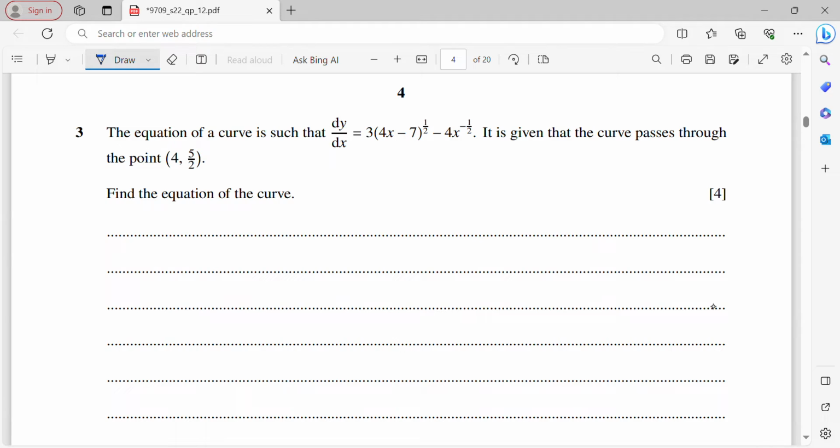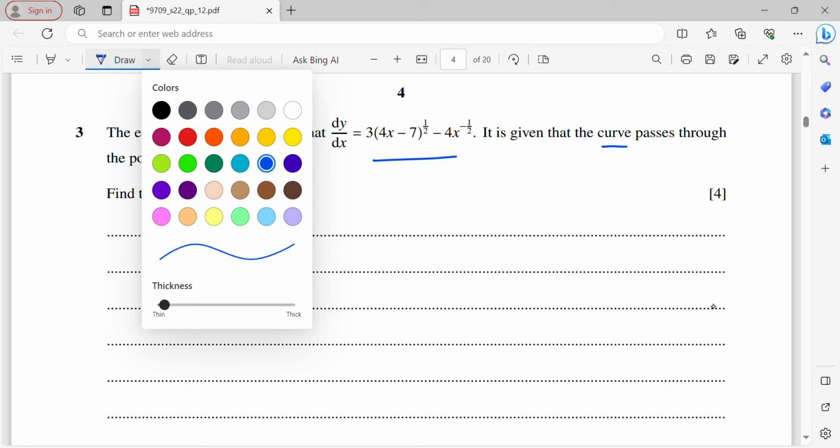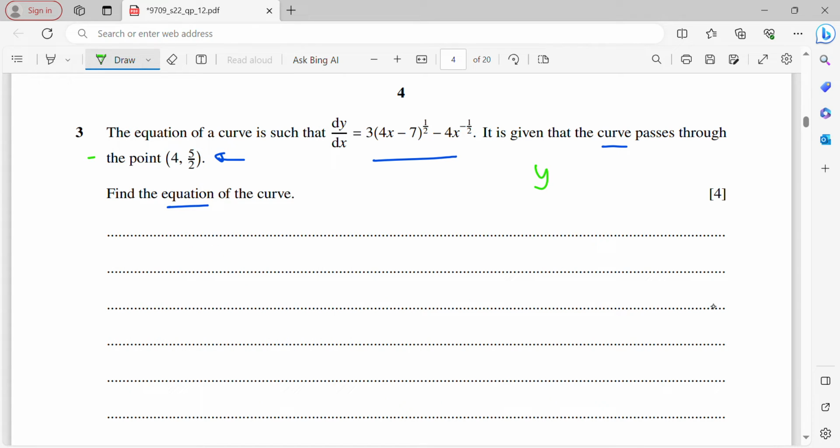Now for question number 3, the equation of a curve is such that dy/dx is given, and the curve passes through a point. Find the equation of the curve. So for your information, if you are given y, to get dy/dx we differentiate. But now you are given dy/dx, to get back y it is a reverse process. That means this is integration.